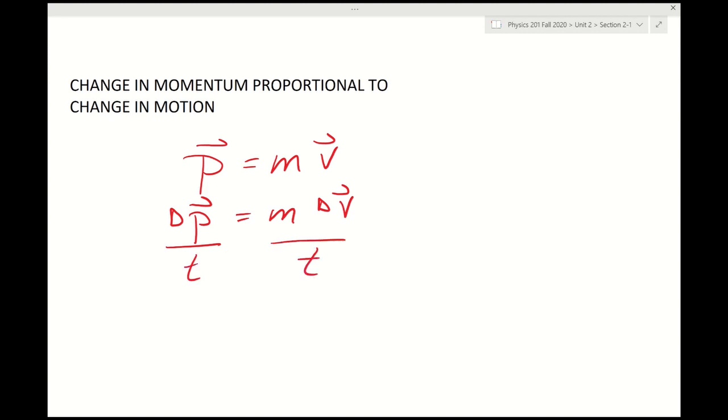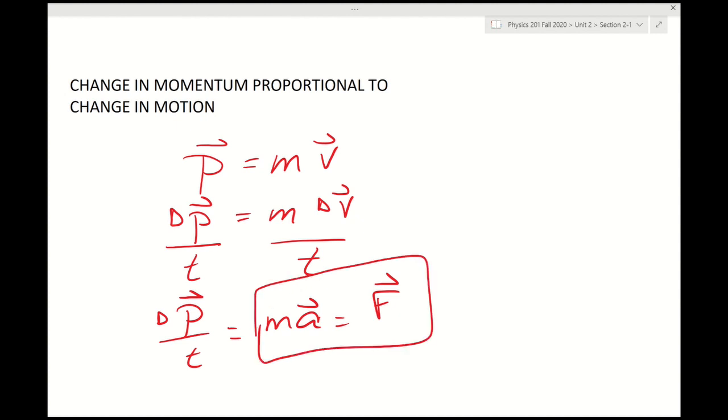A change in momentum being proportional to a change in motion sets up first the idea with momentum being a mass times the velocity, then a change in momentum being a mass times a change in velocity, and then we're looking at a time rate of change of momentum. Gives us the idea that this time rate of change of momentum, delta p over t, is equal to mass times an acceleration, which is what we commonly call a force. Now, this is what I oftentimes will refer to as the short form of Newton's second law.